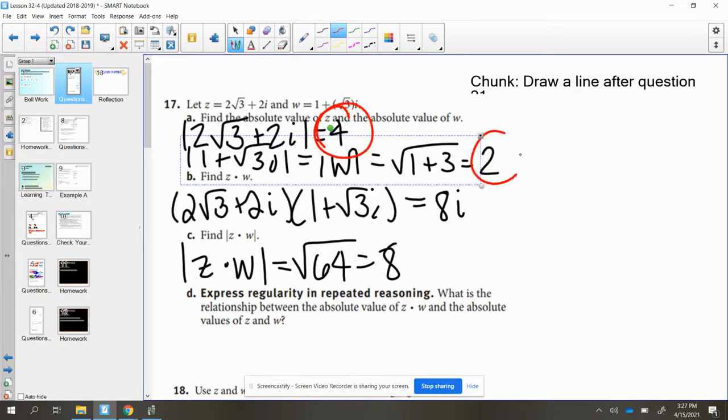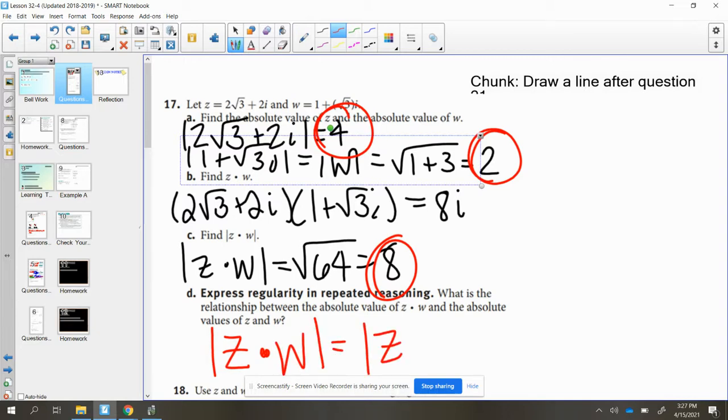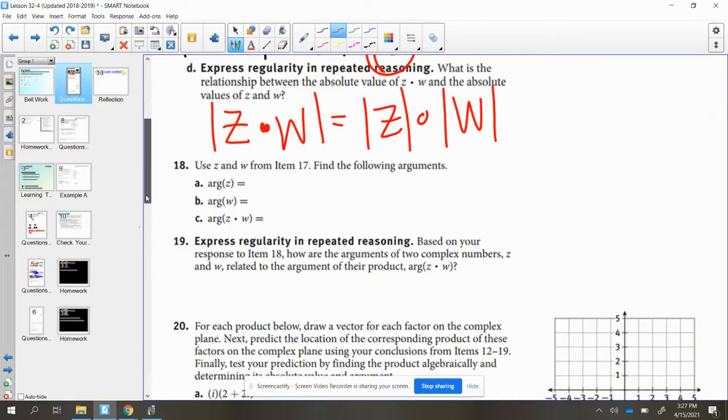What is the relationship between 4, 2, and 8? Well, something you're going to notice is if you multiply those values together, what you're going to see is that the individual absolute values multiplied together are going to equal the absolute value of these values multiplied, okay?